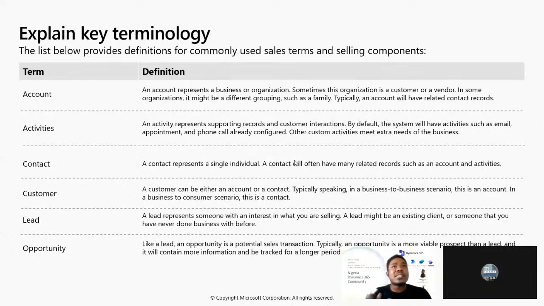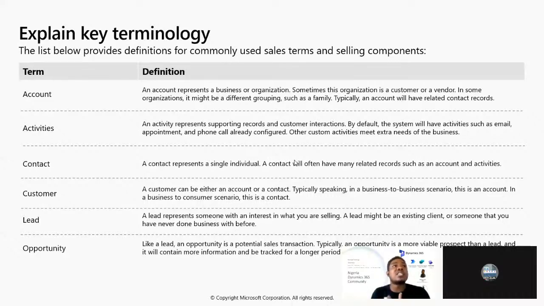Now, the opportunity, like the lead, is also a potential sales transaction, right? But an opportunity is a step higher than the lead. The lead, I said earlier, is somebody that is interested in what you're trying to sell. But an opportunity is a more viable prospect than the lead. It will contain more information and be tracked for a longer period of time. If a lead has, let's say, a 40% probability of buying your product, an opportunity will have a probability of probably 70 to 80%.